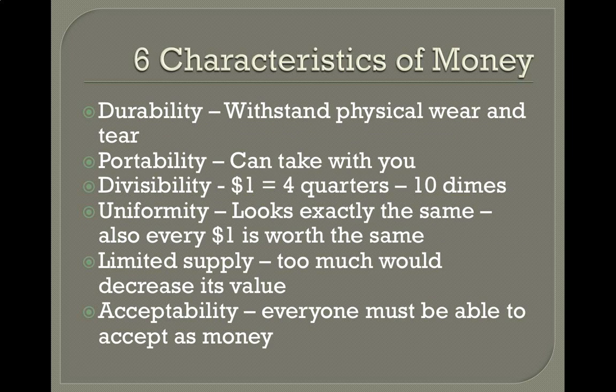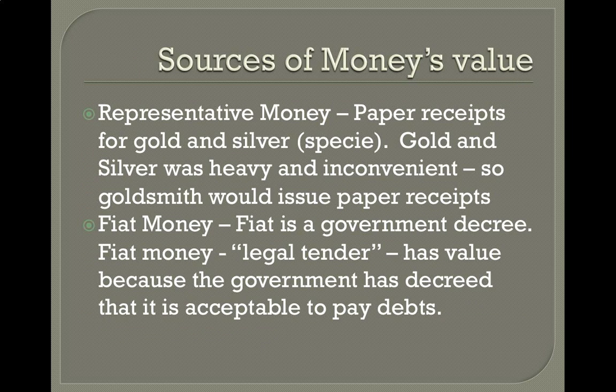6 characteristics of money: durability, so it can withstand wear and tear; portable, you can take it where you want to go; divisible, a dollar can be broken down into 4 quarters or 10 dimes, etc. Uniformity, it looks exactly the same, and also every $1 bill is worth the same. We have a limited supply. If we had too much, it would decrease its value, so we need to keep control of the supply of it. And acceptability, everyone must be able to accept it as money.